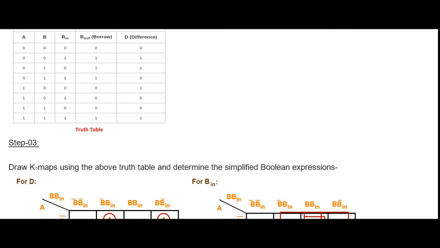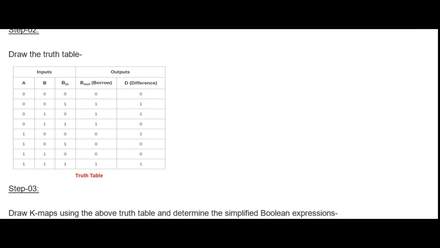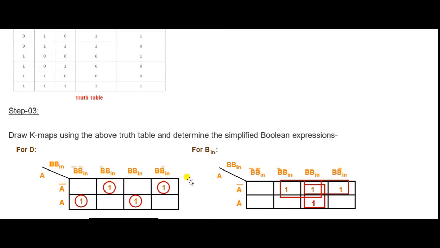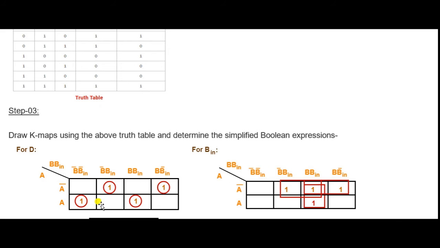Alright, so here we have to take the help of K-map for getting the minimal expression for each output function. So you need to draw a separate K-map for each output function. First we will look at the K-map of difference. This is a K-map for the difference output function. The total number of cells in a K-map is equal to the total number of input combinations. In the input table we have 8 combinations, therefore we will have 8 cells in a K-map.